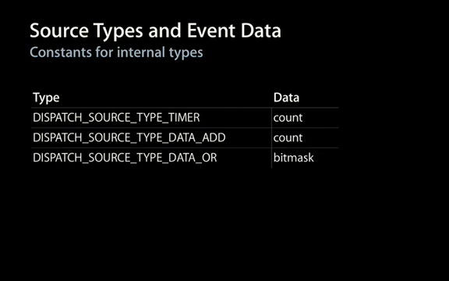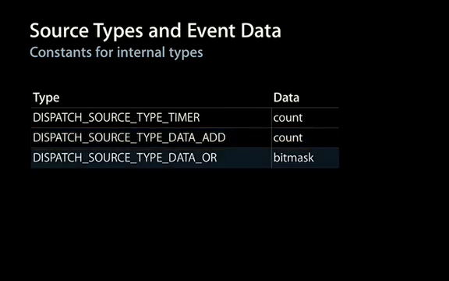So the application internal types are timers, as we saw. They deliver a count. We have a purely application-defined data add source, which every time you add an event to the source, it's just going to accumulate by adding and then deliver that data to you. And we have a very similar pattern that's using an OR, and that's what you can use to deliver a bit mask.